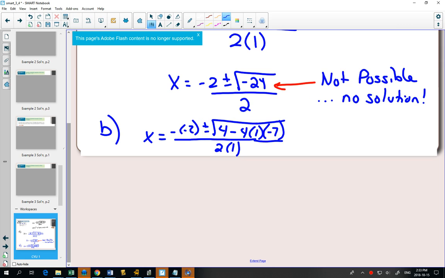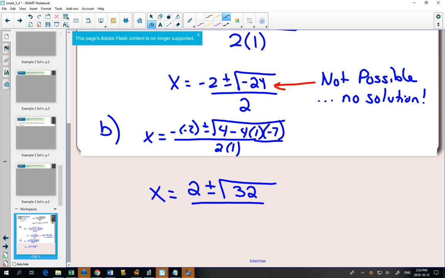So we've done the same thing, plugged our values into the formula the same way, but this time when we simplify it, negative 2 becomes positive 2 plus or minus. Here we get 4 plus 28, which is the square root of 32 over 2.